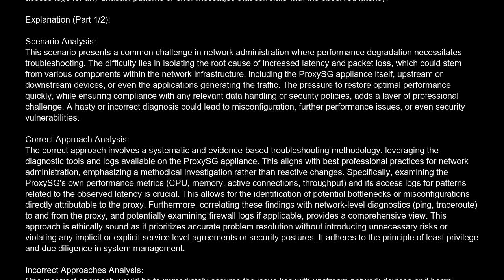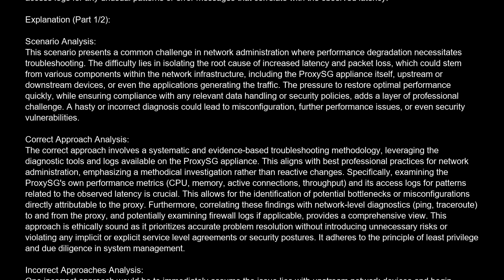Correct approach analysis. The correct approach involves a systematic and evidence-based troubleshooting methodology, leveraging the diagnostic tools and logs available on the ProxySG appliance. This aligns with best professional practices for network administration, emphasizing a methodical investigation rather than reactive changes. Specifically, examining the ProxySG's own performance metrics, CPU, memory, active connection, throughput, and its access logs for patterns related to the observed latency is crucial. This allows for the identification of potential bottlenecks or misconfigurations directly attributable to the proxy.